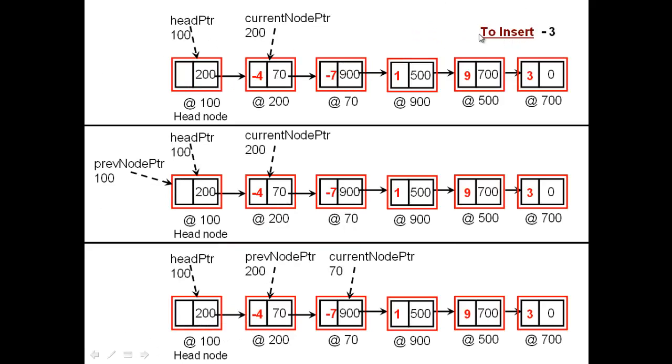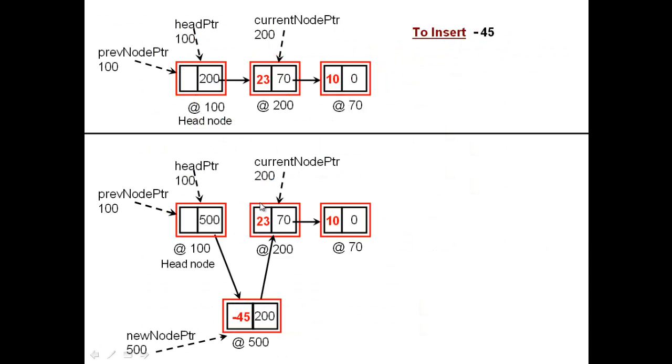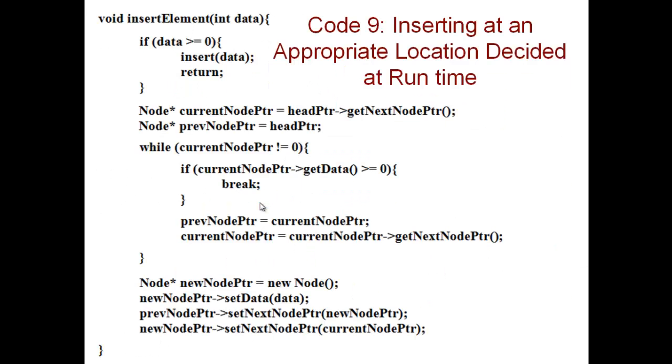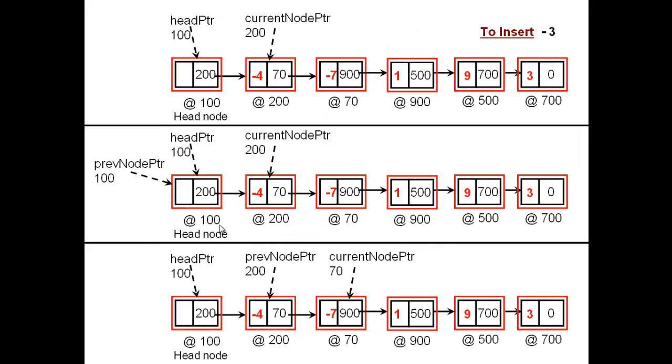So to insert a -3, we have gone through here. We start with the head pointer and current node pointer and previous node pointer. The current node's data is still negative. We'll come back to this example as a second example. So look at this example first. Current node data is negative. So that means we don't go into the if block, we move the two pointers to the next node.